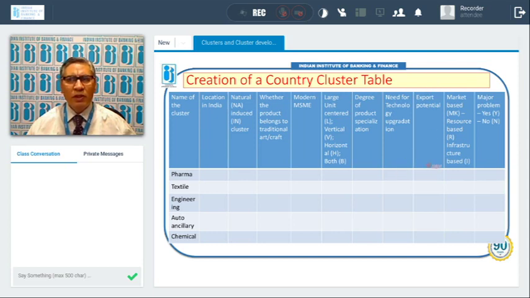Whether there is export potential: market based, we can indicate MK, resource based R, infrastructure based I. And whether a major problem is there, if yes, or if there is no major problem. So like this, we can mention the name of the industry: pharma, textile, engineering, auto, chemical, and many others, handicraft, art craft, or something like that. Accordingly, these details can be filled in the table. Now we will discuss them one by one.